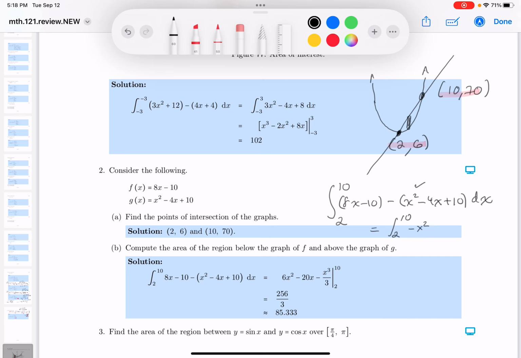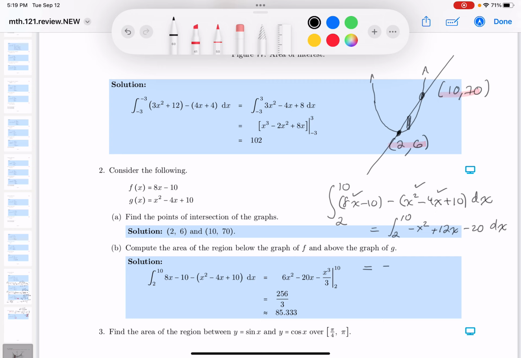I got that part covered. 8x plus 4x is 12x. So I just did those two over there. And minus 10 is minus 20. And that's going to be dx. I'm going to do the antiderivative now.